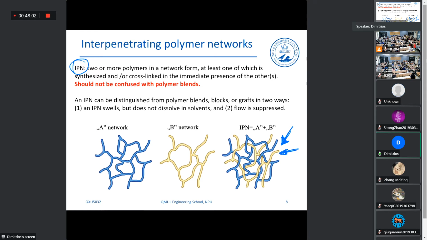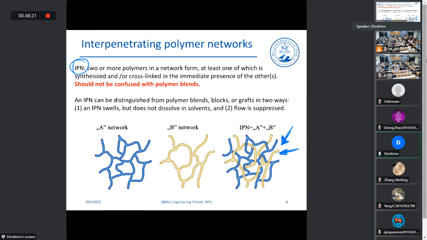But this is synthesized or cross-linked in the immediate presence of the other. So we synthesize B in the network of A, okay? So it's a completely different preparation method. It's a completely different type of materials. Again, I repeat, I do not ask you to remember anything about that.